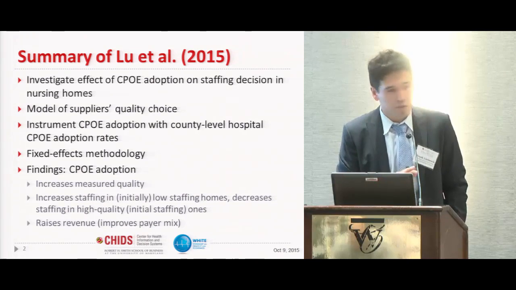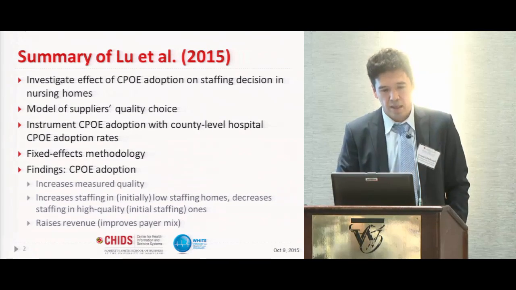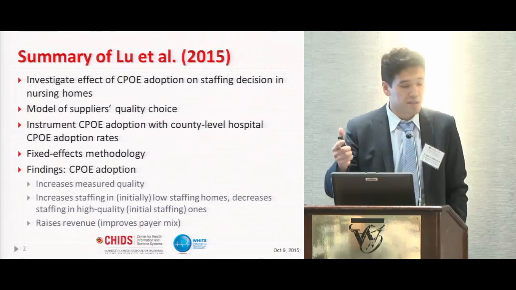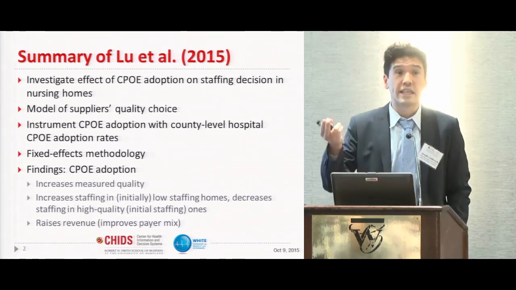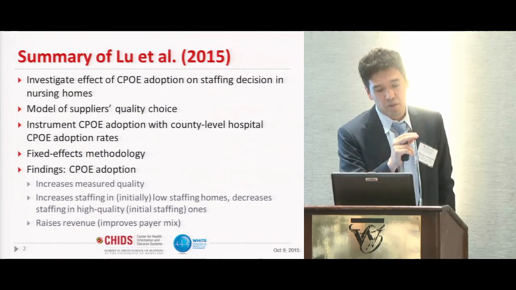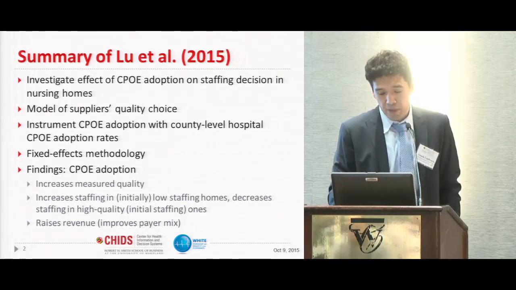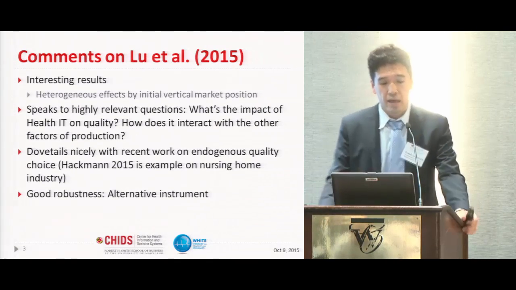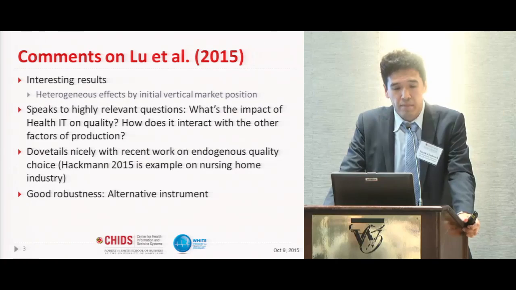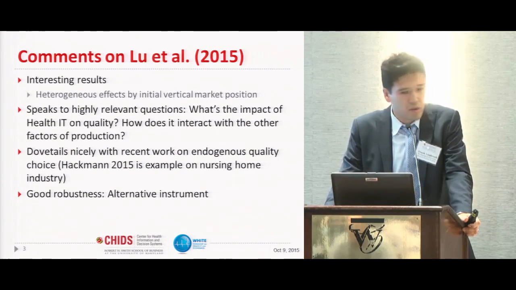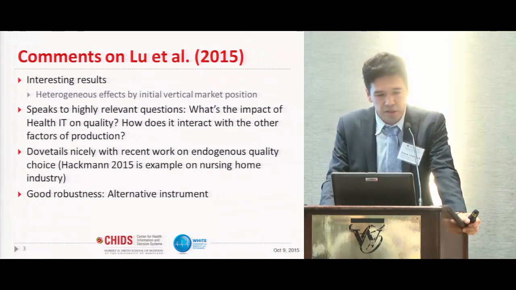You have a fixed effects methodology, so basically everything is happening across time. Your findings are that CPOE adoption increases measured quality, increases staffing in initially low-staffing homes, and decreases staffing in initially high-quality, high-staffing ones. Overall, you raise revenue by improving the payer mix, moving away from the lowest-paying payer, Medicaid. Like I said, interesting results, especially the heterogeneous effects by initial vertical market position. So there's some really interesting economics going on here.